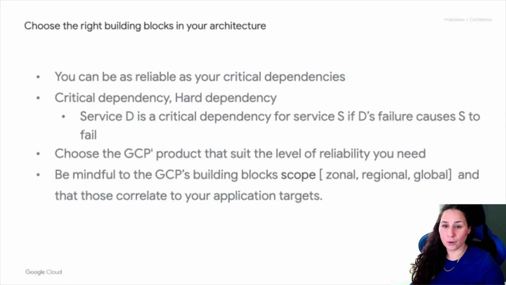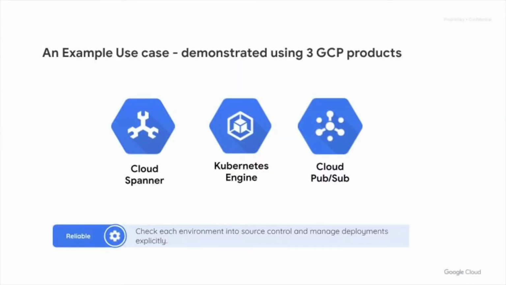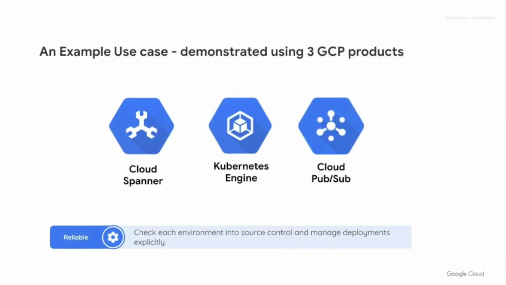Be mindful also of GCP building block scope, as I mentioned, zonal, regional, and global, and that those correlate with our application targets. When talking about design and architecture, there is no one-size-fits-all. We need to let our requirements guide us. Let's look at an example of a customer-facing web service design. And I'm specifically saying an example because this is what worked in our case. But designs will be very different depending on the scope, criticality, and traffic, to name a few.